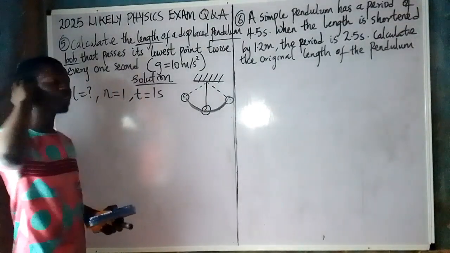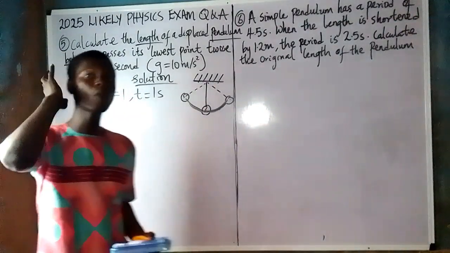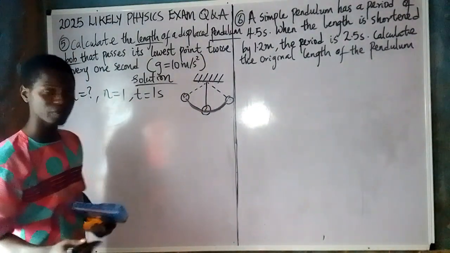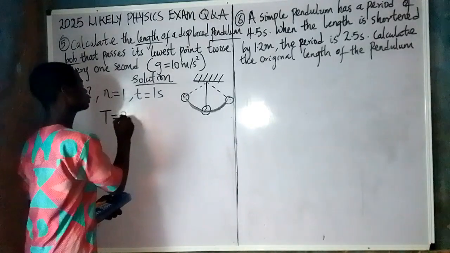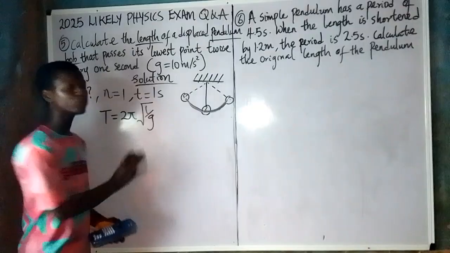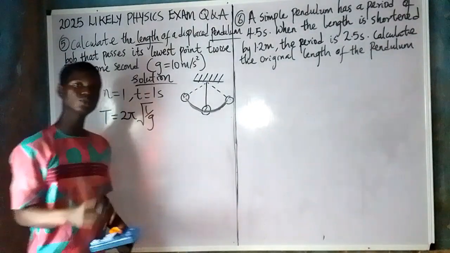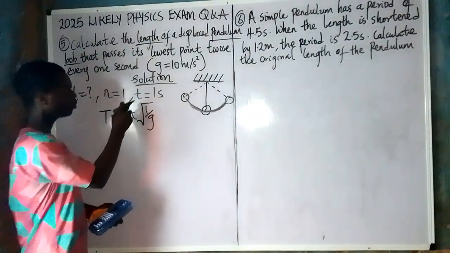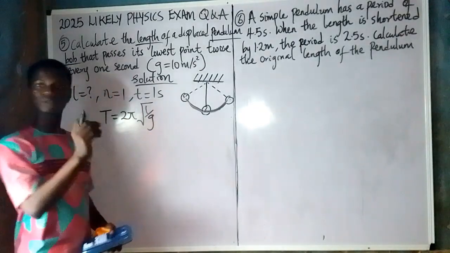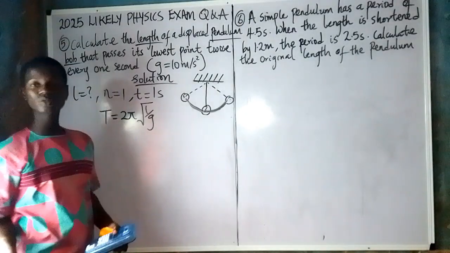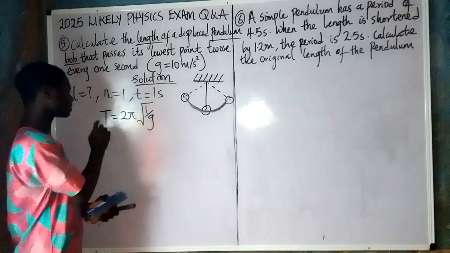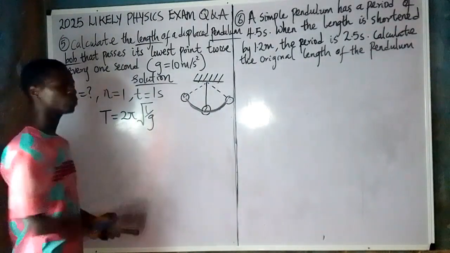Now when the question is about a simple pendulum bulb, the first formula that should come to your mind is T equals 2 pi root L over g. This is the key formula when we are talking about a simple pendulum bulb. Now ask yourself, in this formula, is there a place for L? Yes. Is there a place for n? No. Is there a place for t? No. Now what do we do to get our T, big T? So we can actually use this formula to solve.